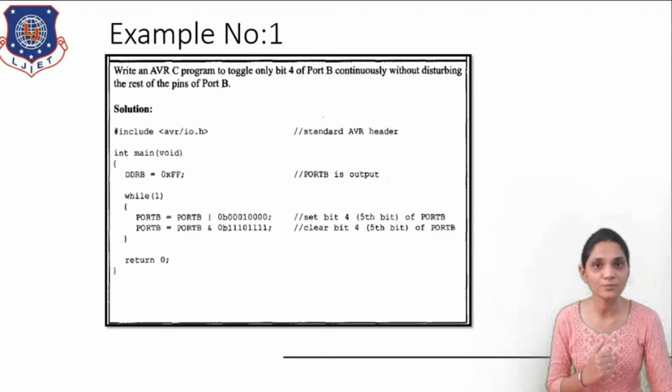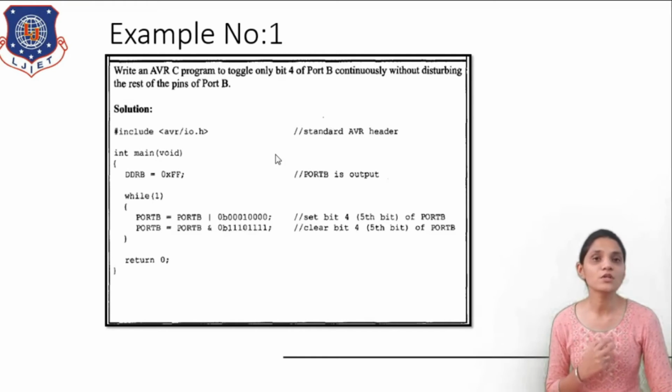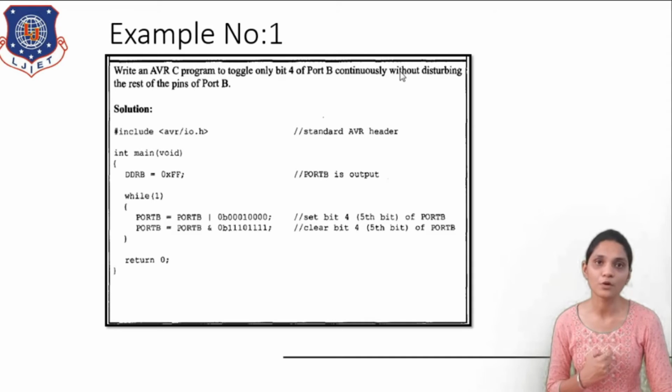If you consider the position, it will be the 5th position, and if you say the bit number, it will be 4, because we start with the 0th position for the bit. This is the 0th position, then 1st, 2nd, 3rd, 4th, likewise. So we have to do some operation for making this bit a 1, and then make this bit a 0.